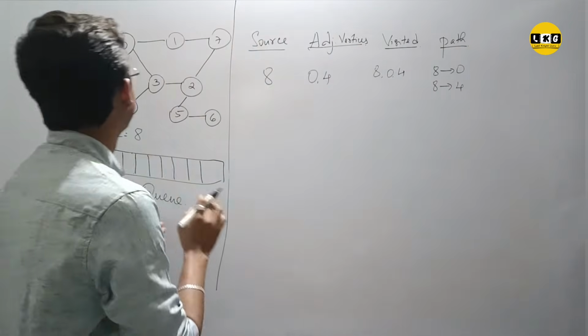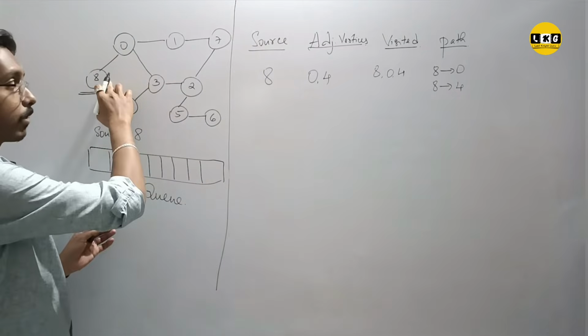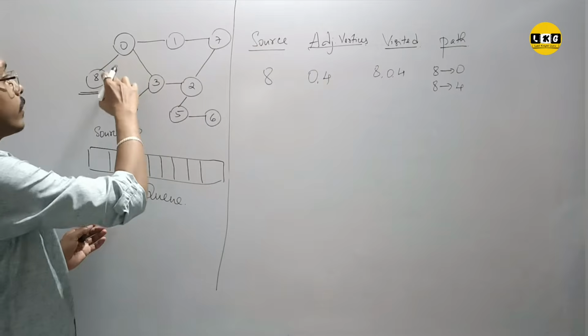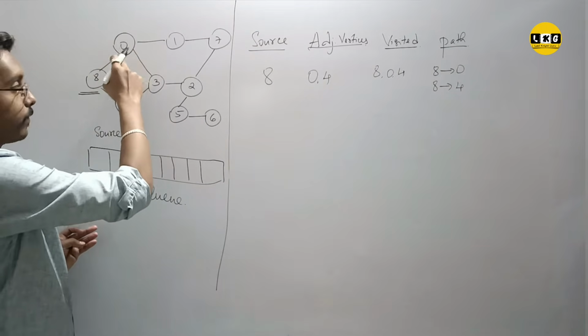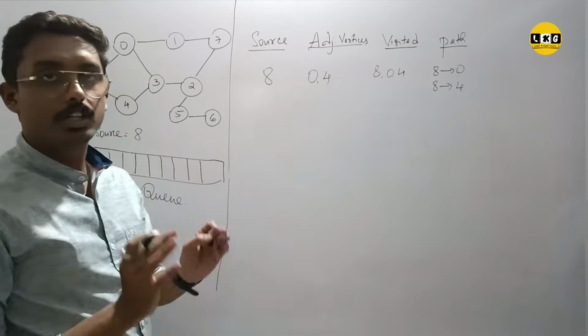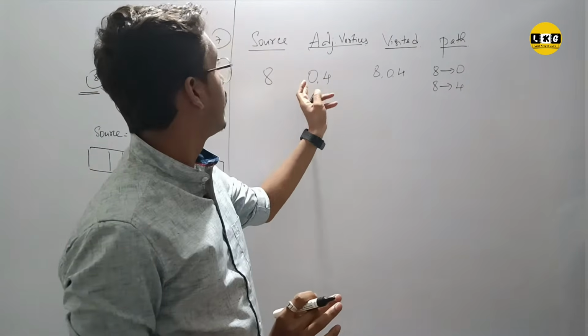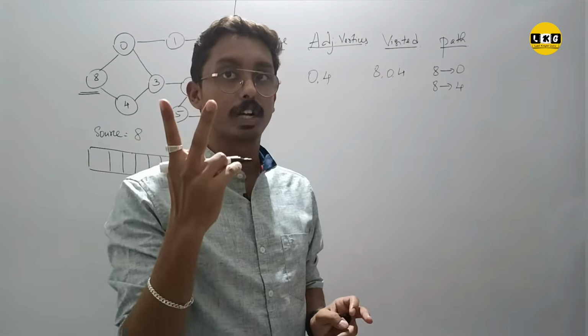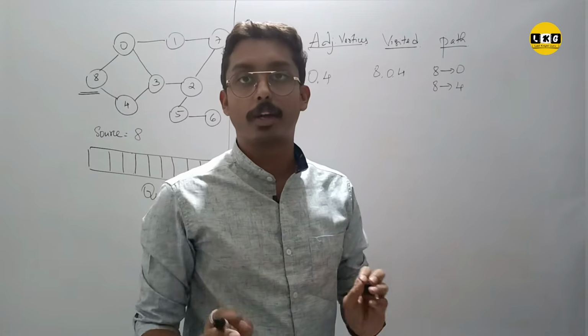Which are the child nodes? Same thing. If we consider 8 as a parent node, what are the child nodes of 8? 0 and 4. See, if you want to move to the next node, first we need to traverse all the child nodes of that node. So we visited all the child nodes, that is 0 and 4. 8 has two children, 0 and 4. So we visit from 8 to 0 and also from 8 to 4.